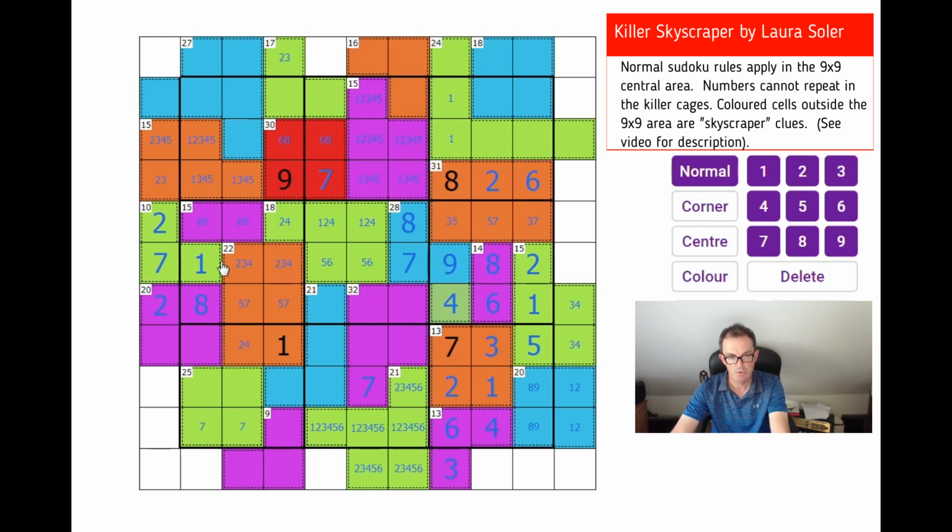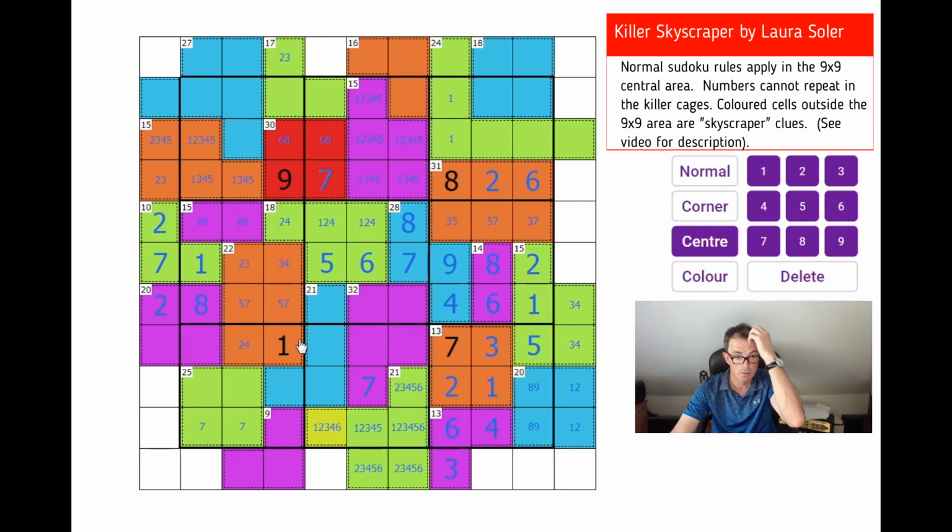So we know that this must be strictly increasing. Every number must be a skyscraper that this square can see. So this can't be a 4, this can't be a 2, this must be a 5, this must be a 6, this is not a 6, this is not a 5. 2, 3, 4, 5, 7.